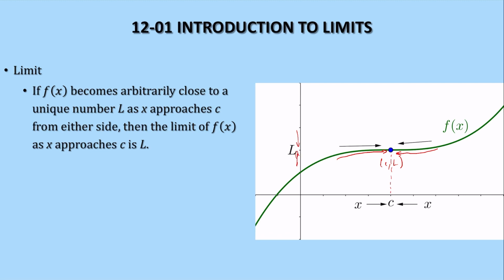The limit as x approaches C of my function is L. So L is the y value. So as your function's x value gets close to C, the limit is saying the y value just gets close to L. And we're talking close, close, infinitely close.